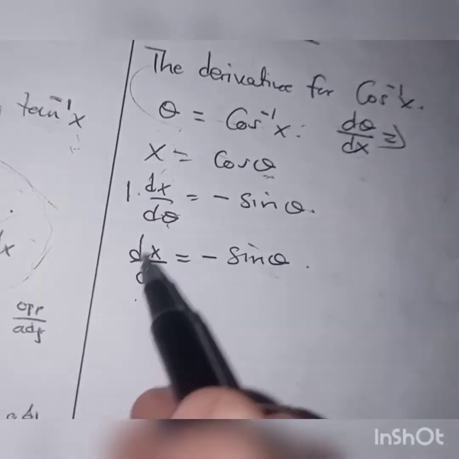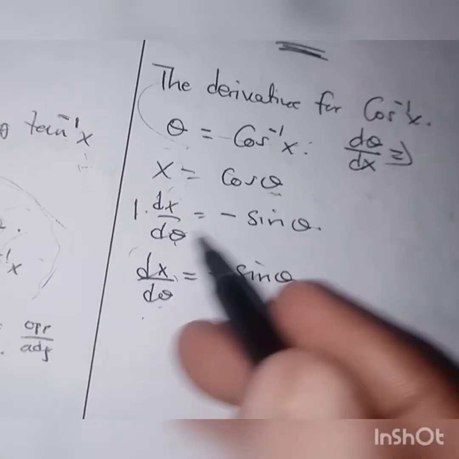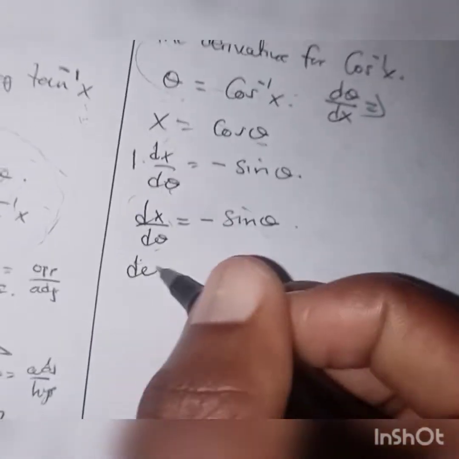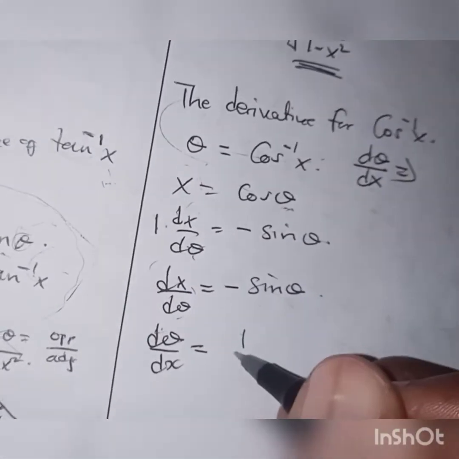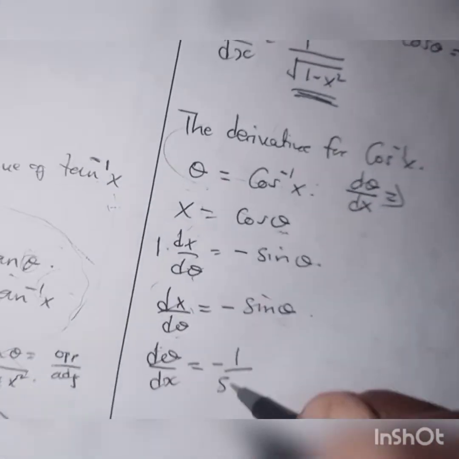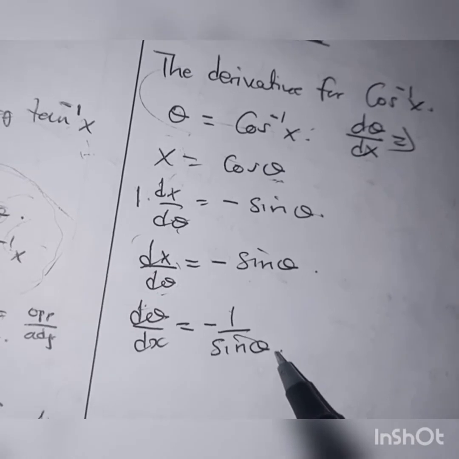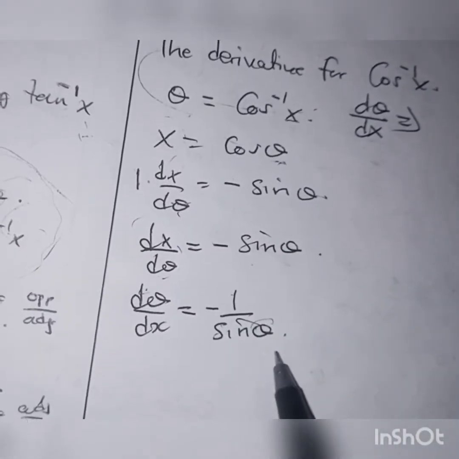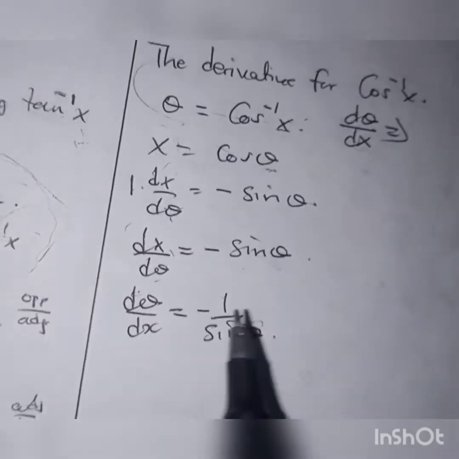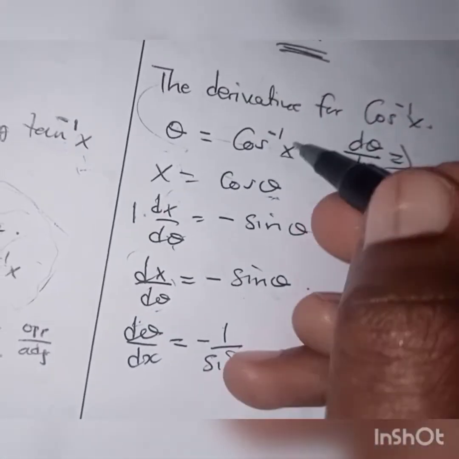What should we do? We just take the reciprocal. Getting d theta/dx is just the reciprocal of this function. So d theta/dx is just the inverse of this, which is negative 1 over sine theta. Also, our challenge is that we were differentiating in terms of x, but now we see here there's theta. So we have to write this function in terms of x.